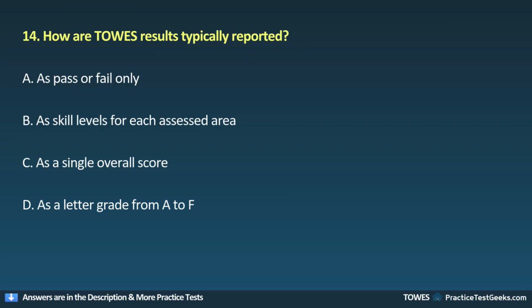14. How are TOWES results typically reported? A. As pass or fail only. B. As skill levels for each assessed area. C. As a single overall score. D. As a letter grade from A to F.